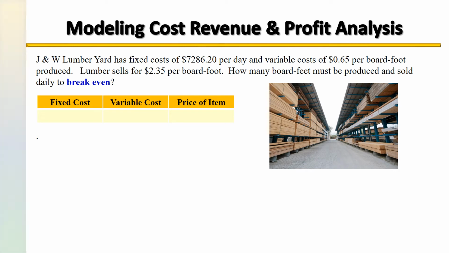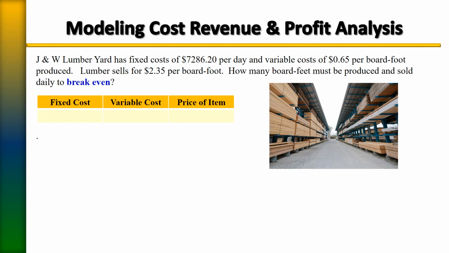In this example, we're going to be modeling cost, revenue, and profit analysis. J&W Lumberyard has fixed costs of $7,286.20 per day and variable costs of 65 cents per board foot produced. Lumber sells for $2.35 per board foot. So how many board feet must be produced and sold daily to break even?